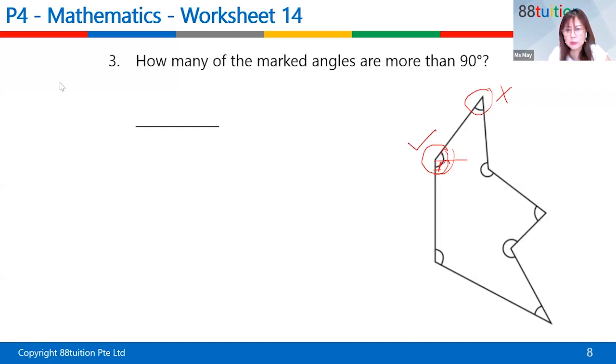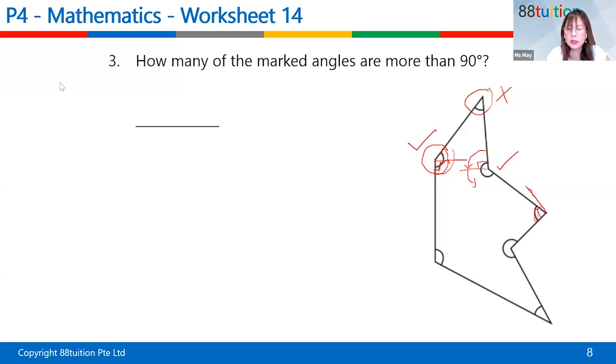What about this? The 90 degrees is here. That is your 90 degrees. So from here to here is 90 degrees. Anything beyond that part is more than 90. So this is more than 90. Is this more than 90? No. The 90 degrees should be here. Okay? This is 90. This is 90. So this angle here is less than 90.